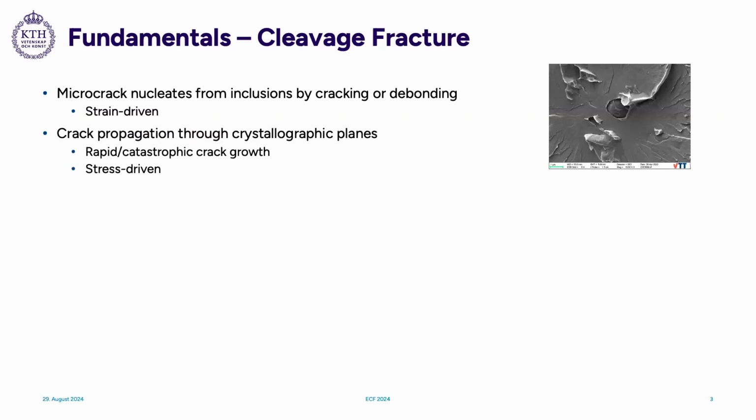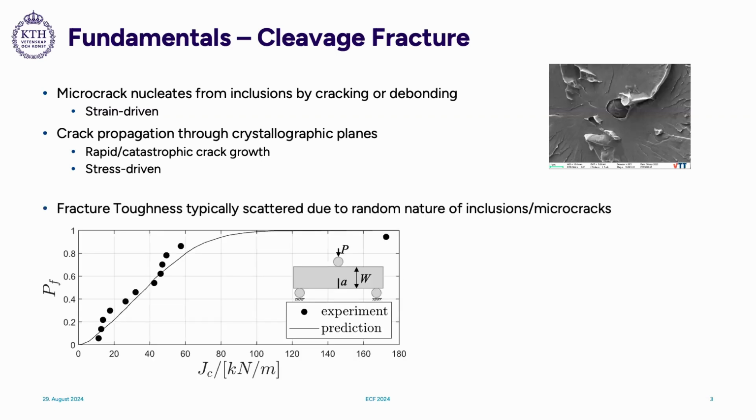The next step is then crack propagation. If we have the microcrack, then the crack goes into the crystallographic planes. And this is typically rapid and catastrophic, and we assume it's a stress-driven process. Because the nature of these inclusions and microcracks can be quite random, like where are these inclusions placed, and do they have a certain angle?